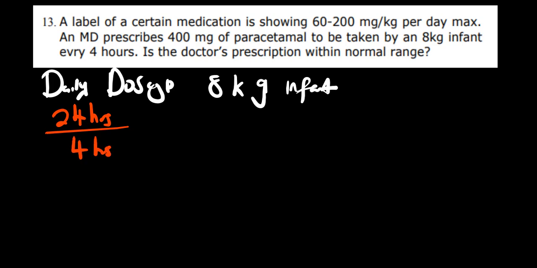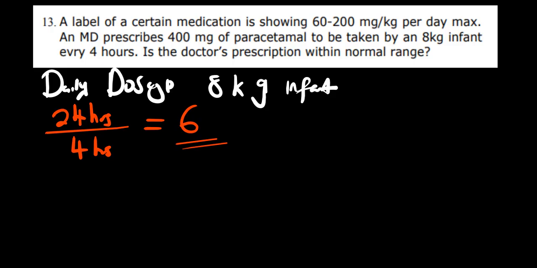So we have to first find that. It means 24 divided by 4, that is 6. So this child is supposed to take 6 times in a day. Now we are prescribing: an MD prescribes 400 milligrams of paracetamol to be taken by this child every 4 hours. So how much in a day is this child going to take?